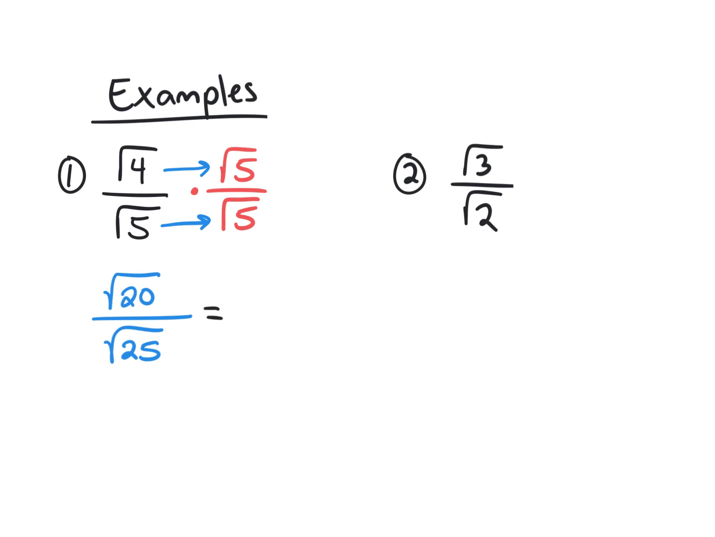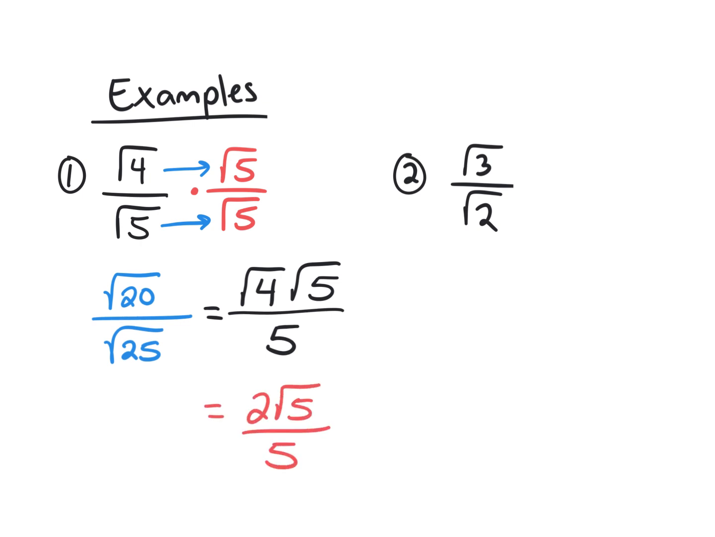Simplify. Can I simplify the square root of 20? What's a perfect square that goes into 20? 4. How many times? 5. And then on the bottom, what's the square root of 25? 5. Am I done? Keep going, right? What's the square root of 4? 2. Keep the square root of 5 over 5. Can I do this? No, why not? Because it's not a radical. Yep. So this is your final answer there.